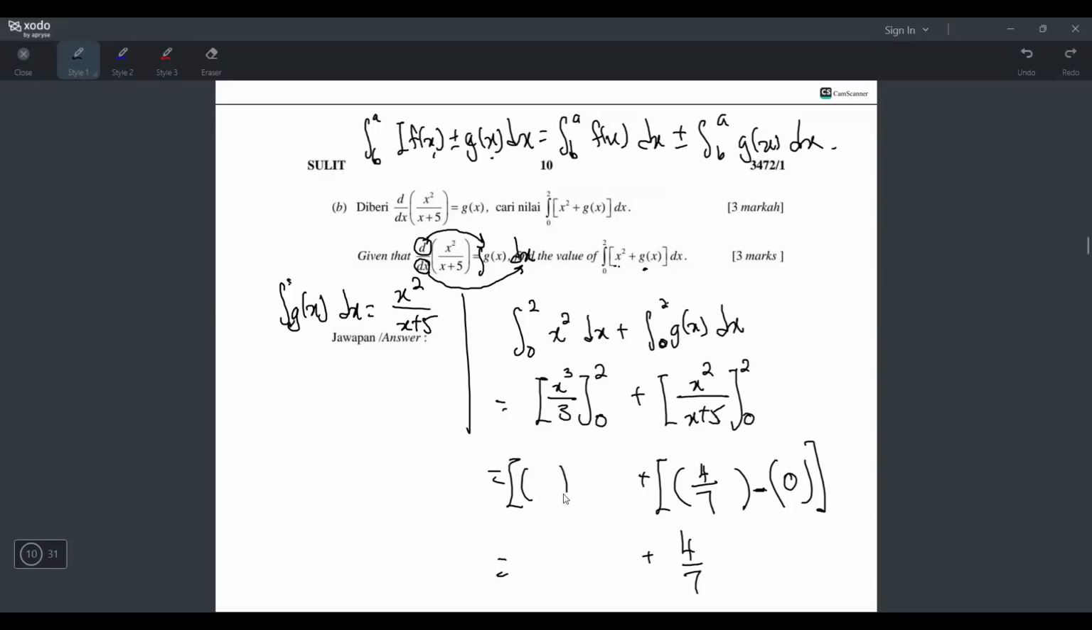And you do the same thing like just now. You sub in 2 inside, sub 0 inside, and then in the middle, minus. Okay, sub 2, you get 8 over 3, because 2 power 3 is 8. 0 power 3 is 0, so 0 over 3 is 0. So here you get 8 over 3.